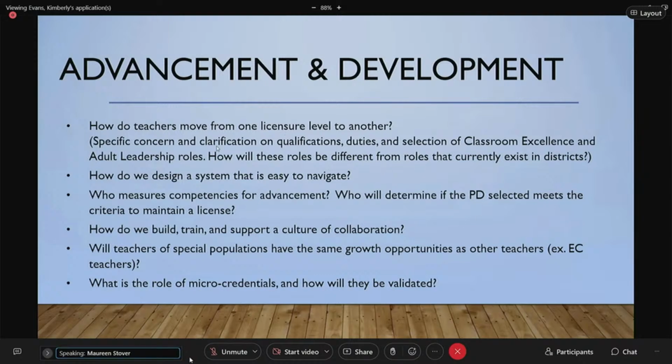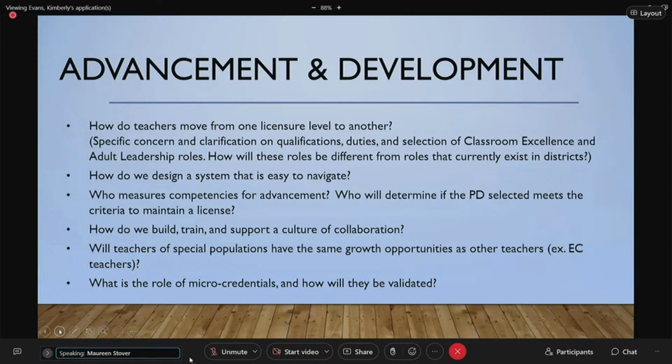We need to start thinking about that. How is that going to look? How do we design a system that is easy to navigate? Right now the system looks like it could be very cumbersome and burdensome and kind of confusing in order to move through the different levels of licensure. So how do we develop a system that works well for teachers and is easy to navigate?